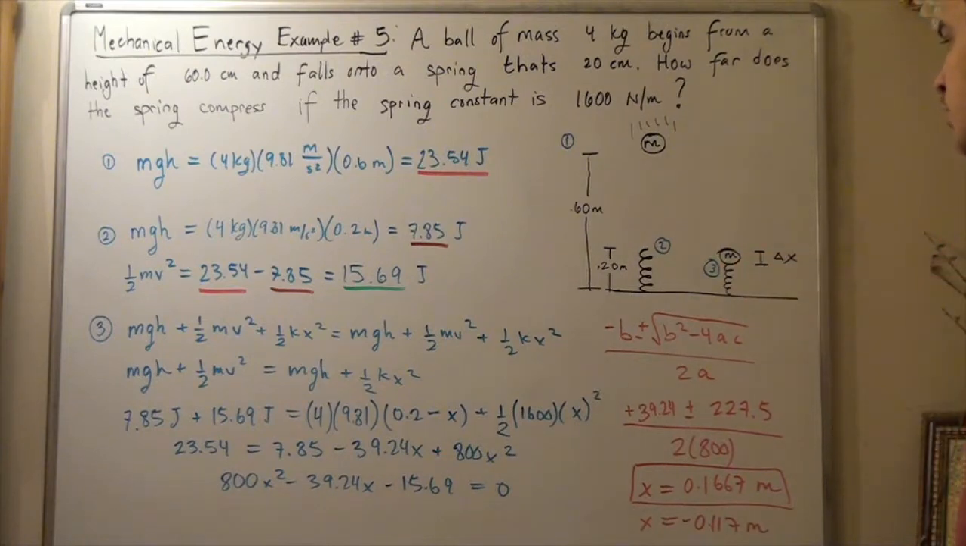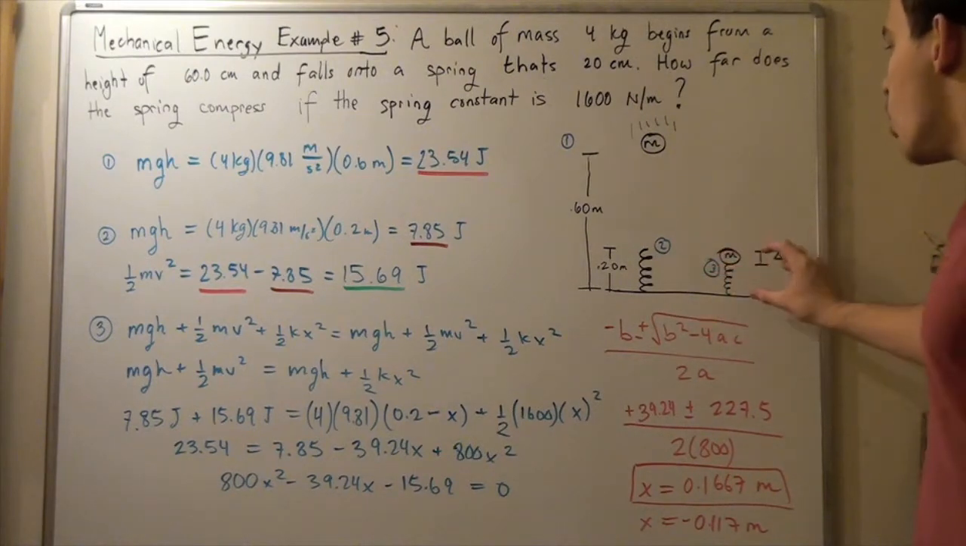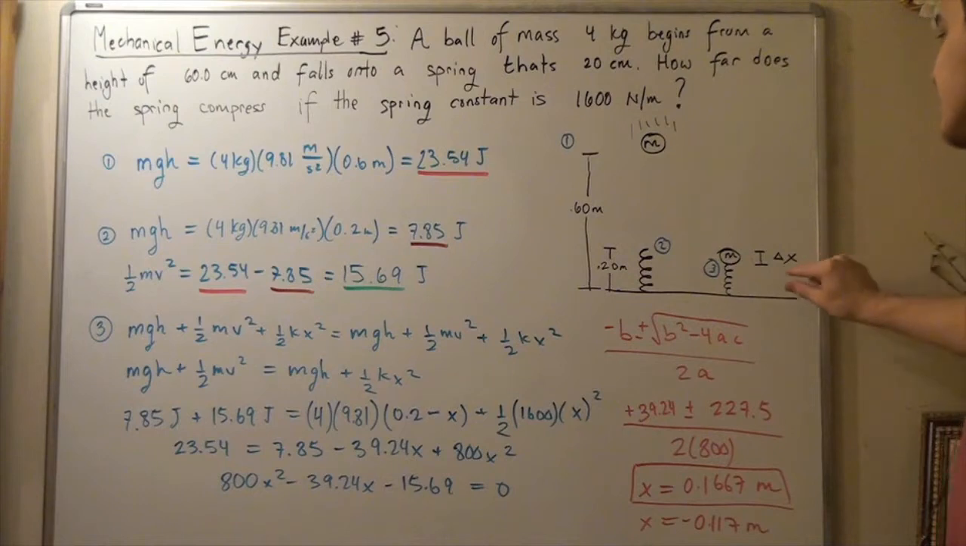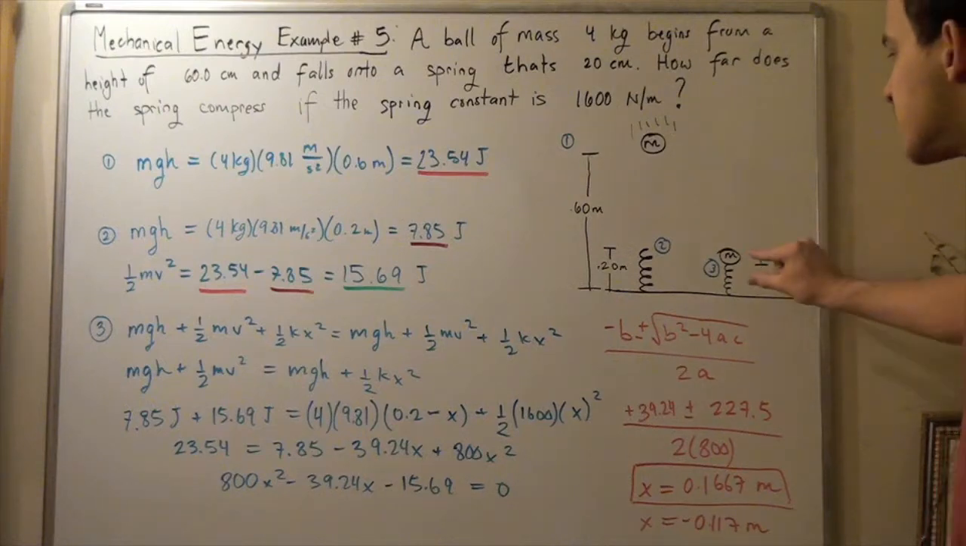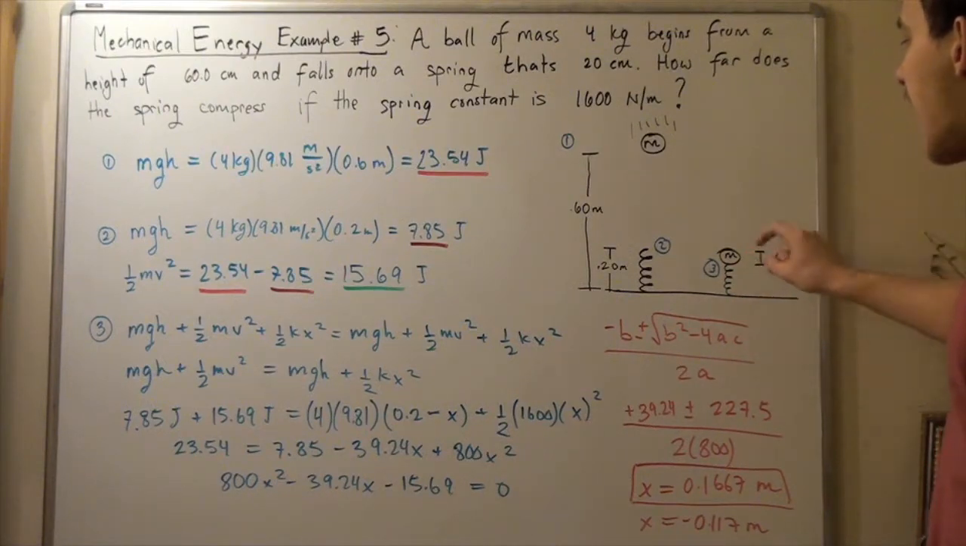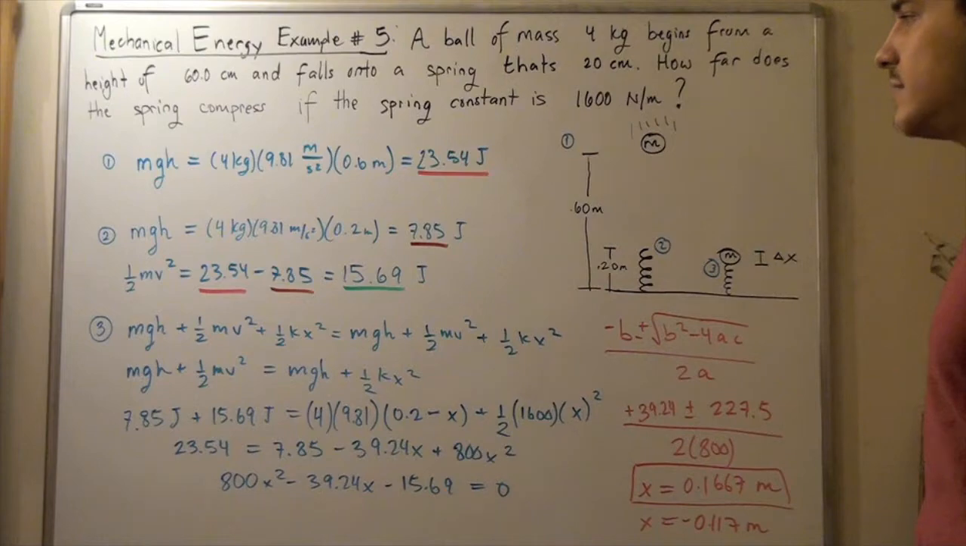Now this position 3 represents the position where our spring has compressed some unknown distance h, or x, and our velocity at this point is 0 because the spring completely stopped our ball. So our velocity is 0.